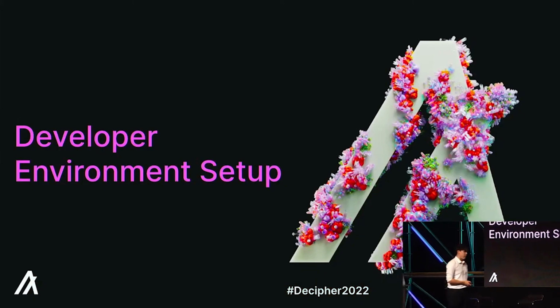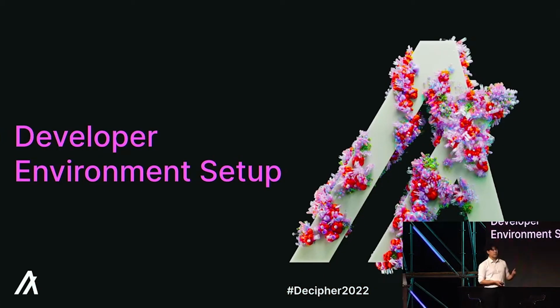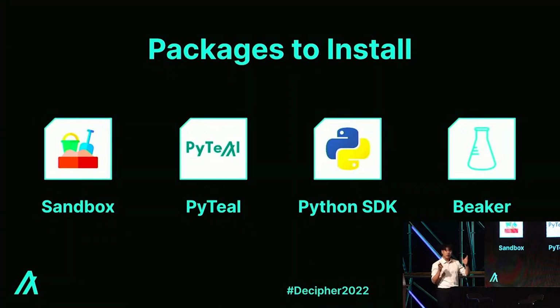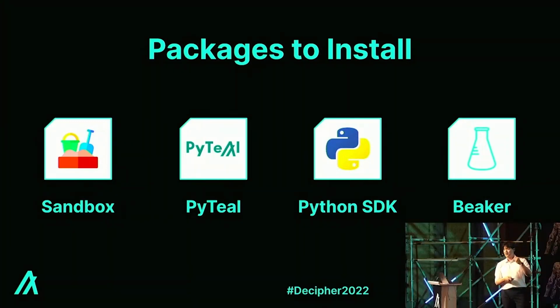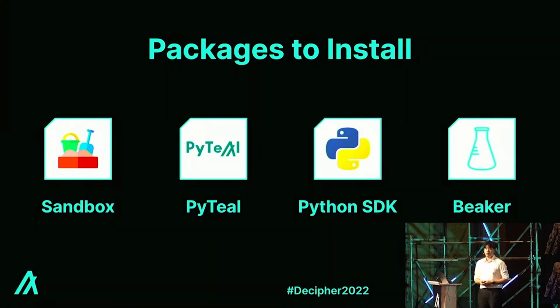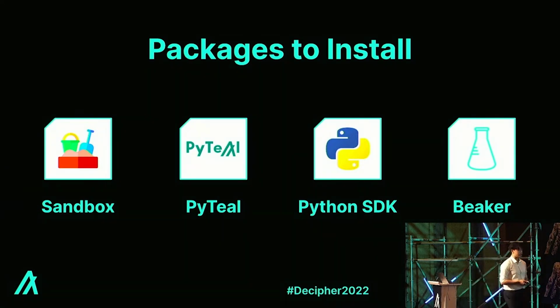All right, let's talk about setting up your development environment if you want to build with Beaker. These are the 4 packages that you want to install. You want to have Sandbox to have a local private blockchain running on your computer so you can test against when you're building your smart contract. And you want to have PyTeal, Python SDK, and Beaker installed to build your smart contract.